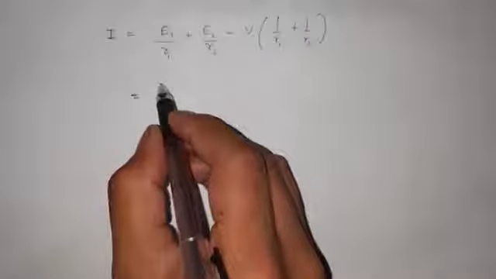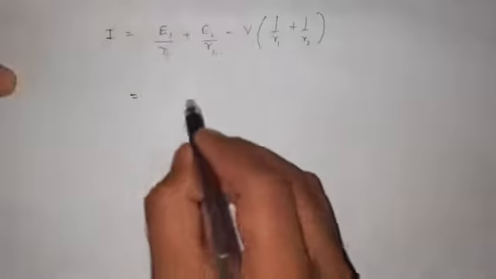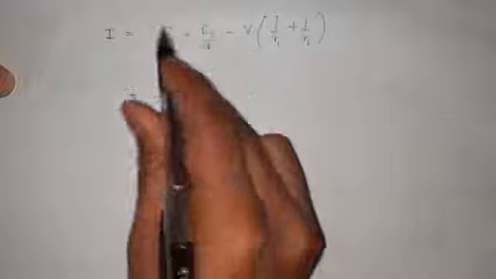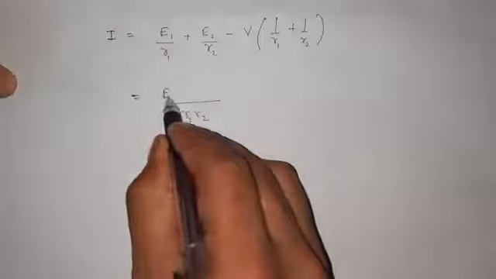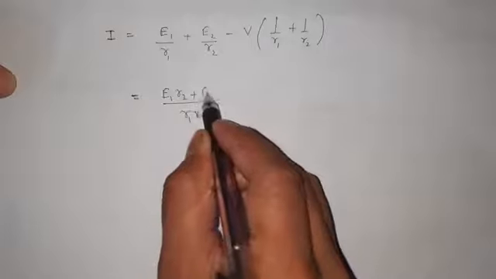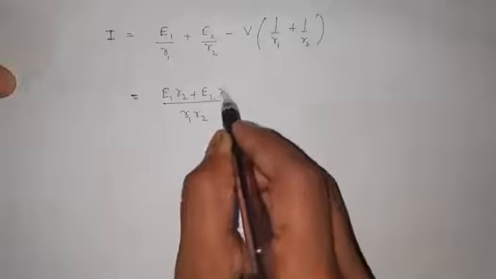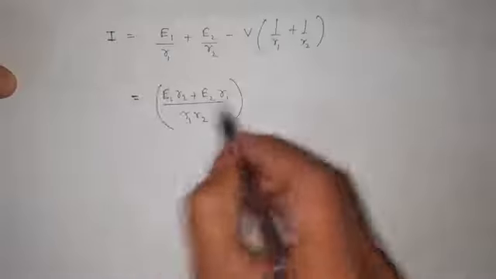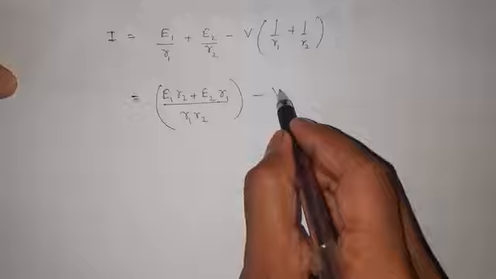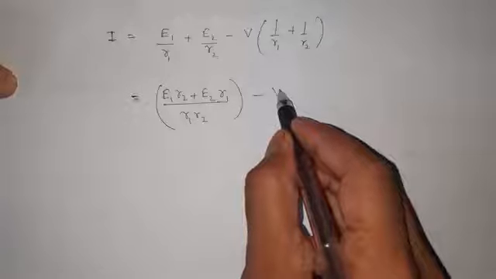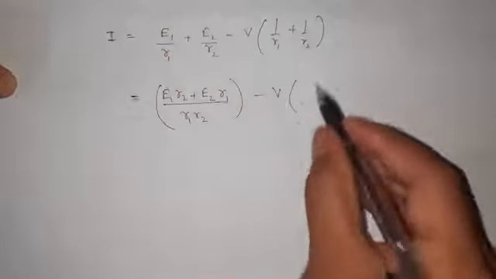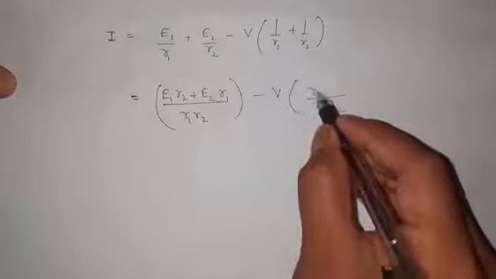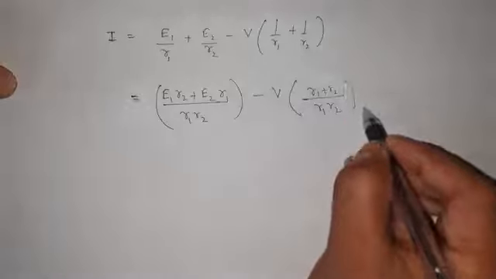And now on simplification, you will take the LCM for these two, R1 R2, and cross multiply, so it is E1 R2 plus E2 R1. In the cross multiplication it will go there. So this is separately written, and over here minus V, and in this also you will take the LCM R1 R2, cross multiply, so R1 plus R2 you will get over here.